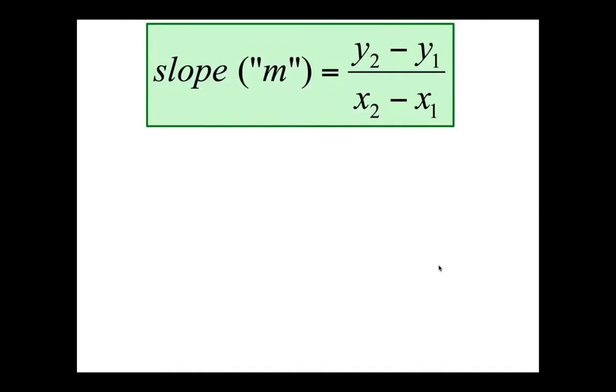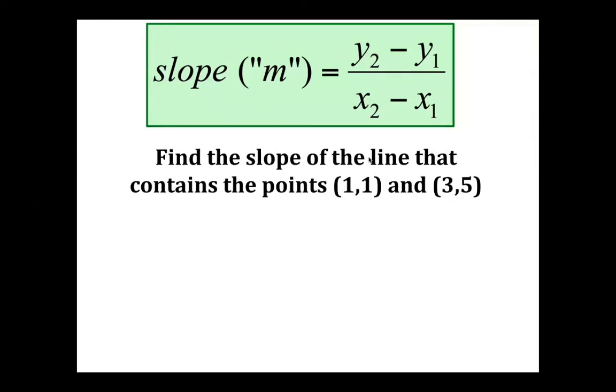Okay, let's go ahead and look at our slope equation, which is another method of finding your slope given 2 points. So you have slope, or m, equals y2 minus y1 over x2 minus x1. Find the slope of the line that contains the points (1, 1) and (3, 5).